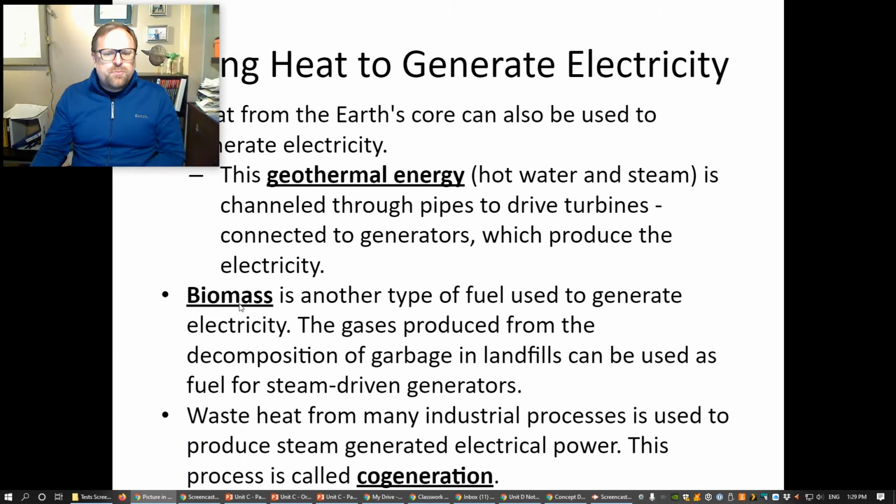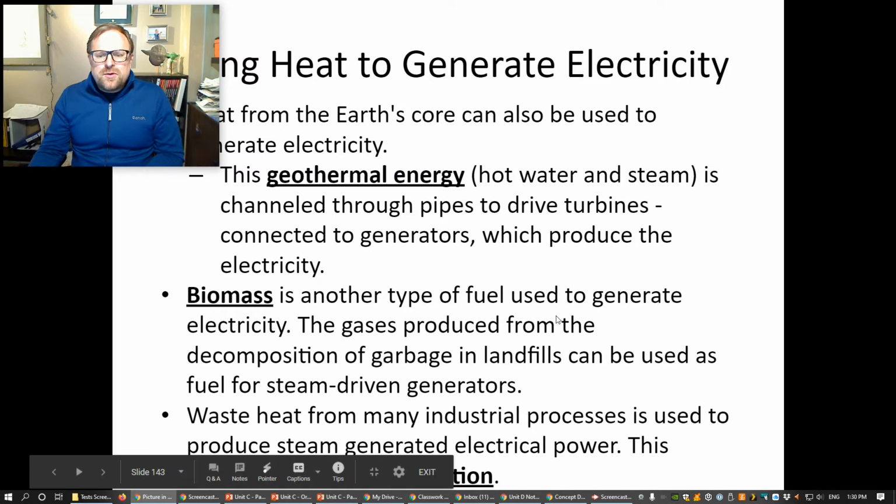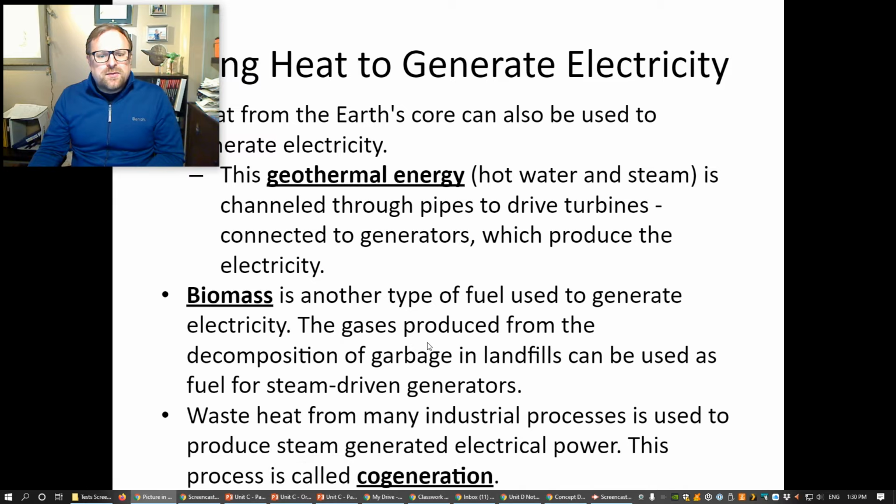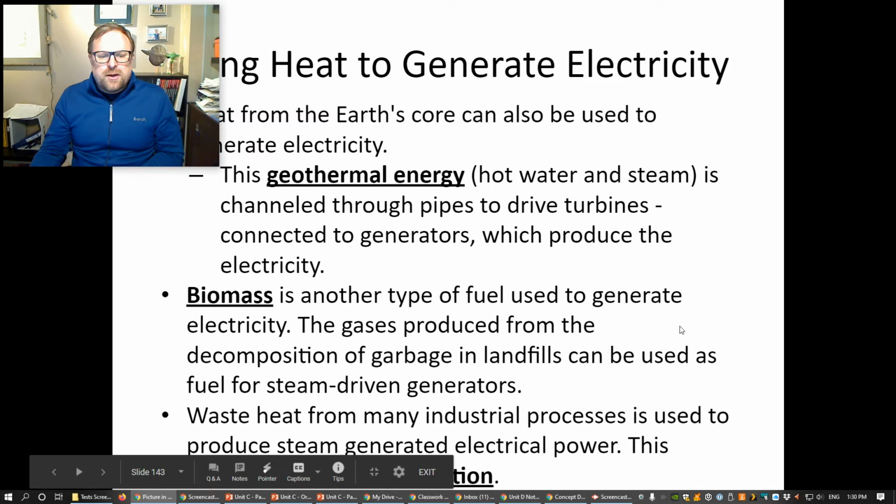We can also do burning of some other sort by using biomass, which would be waste materials from living things. So it could be everything from burning poop from living things, that's a possibility, to burning garbage, to burning brush, to burning all sorts of other kinds of things. So it's another type of fuel. Often we take the biomass, the gas that's produced from the decomposition of garbage in landfills, and we can use that as a fuel to burn or to power a steam-driven generator.